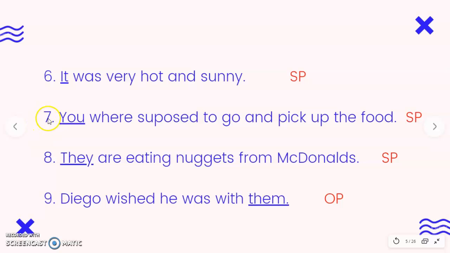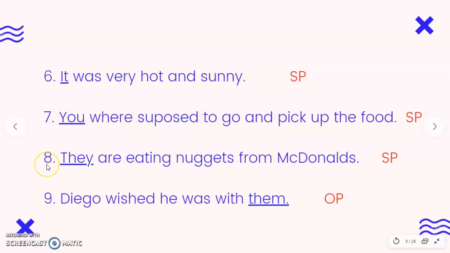Okay, let's look at sentence number 7. You were supposed to go and pick up the food. You. So you is one of the tricky words again. So we find our action verb, and where is our pronoun? Is it before or after? In this case, it is before. So that makes it a subject pronoun.